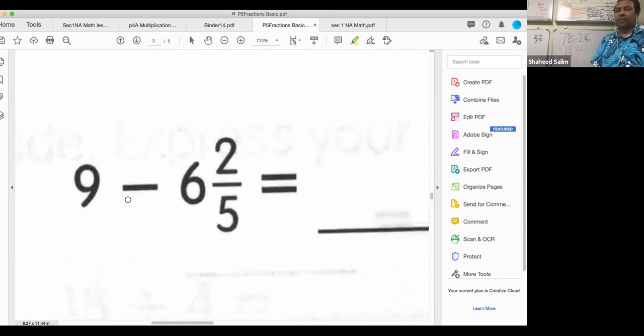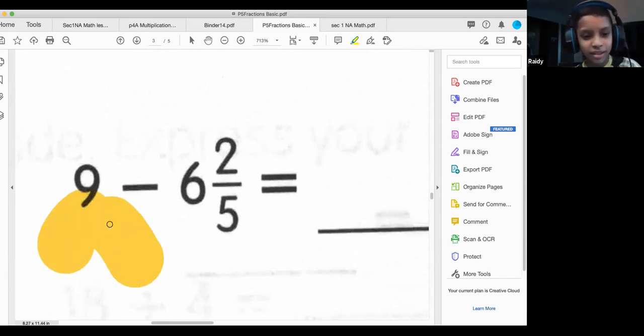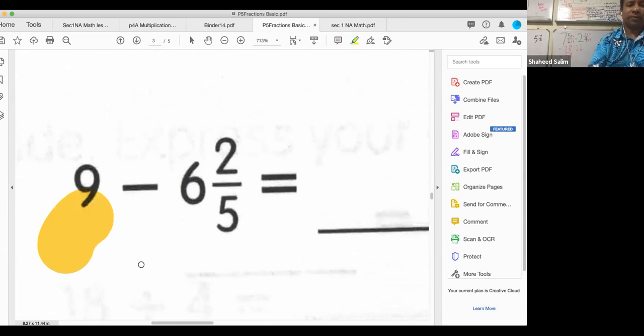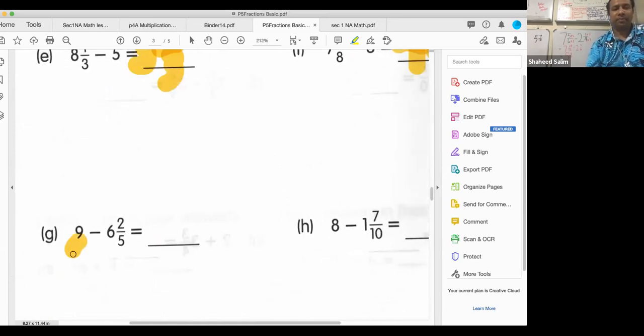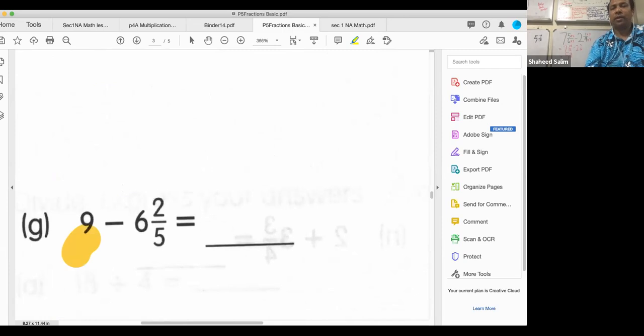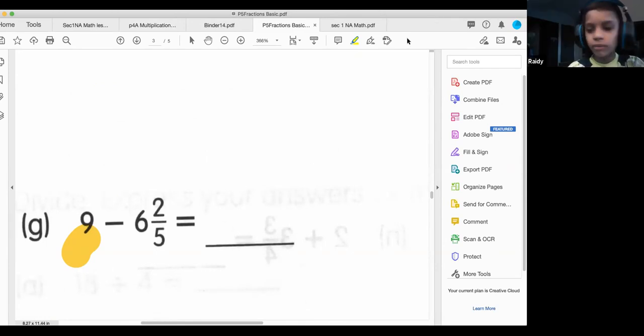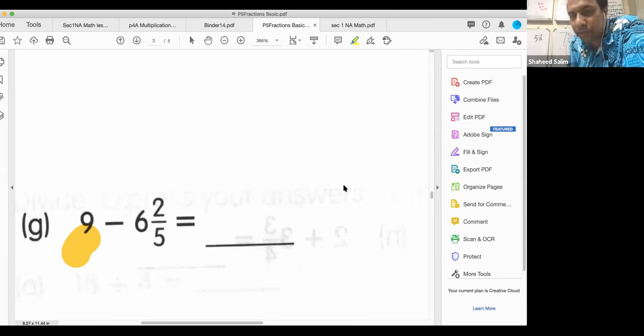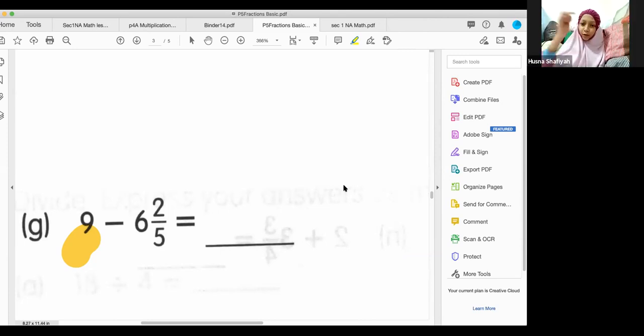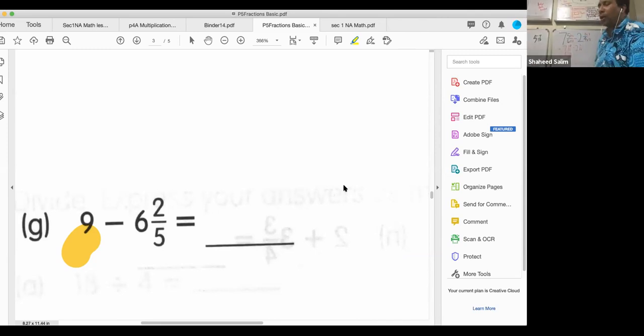This one you got to break. 3, 2 out of 5. This one you got to break like that, break like that. That's what we did just now. We break it up to 5 and 4. Not 5. You minus first. Who's Shafia? What's your answer? 2 whole 2 out of 5.